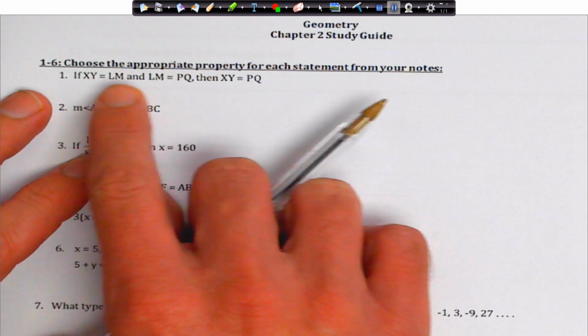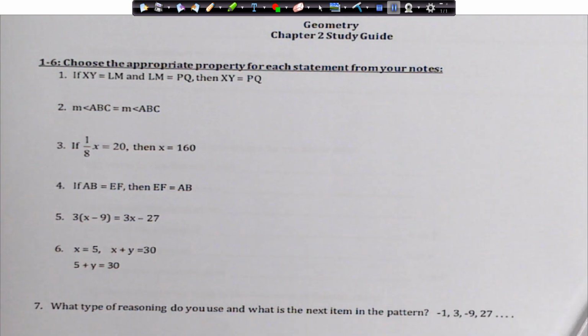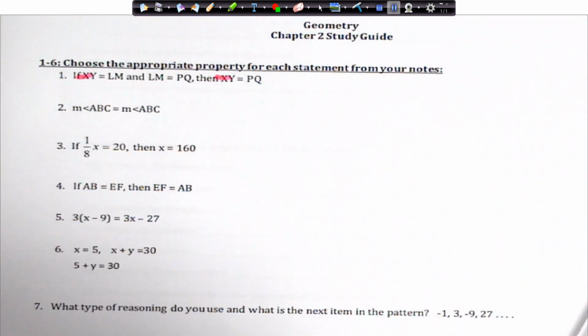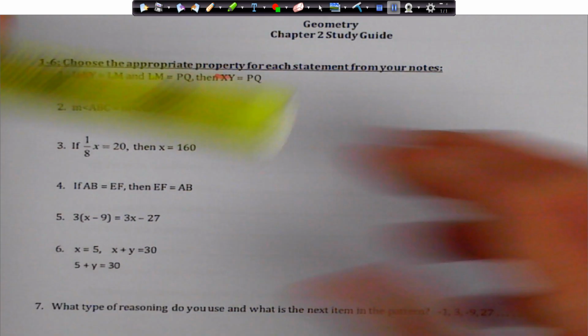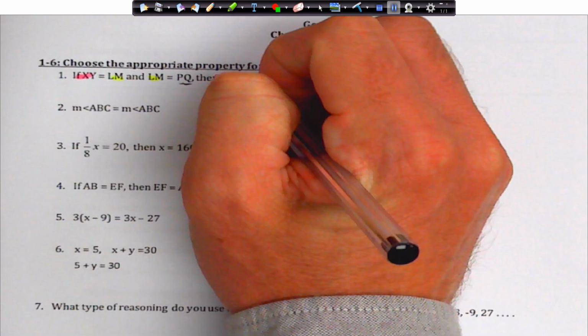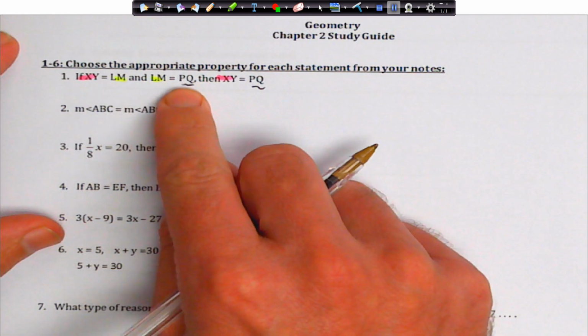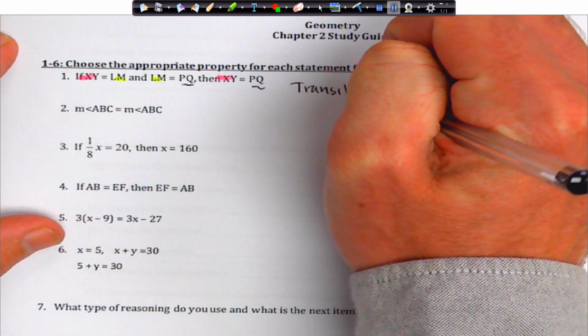XY equals LM, LM equals PQ, XY equals PQ. So if we follow this pattern here, we see the XY there twice, we see LM here twice, and then we see PQ. And what it's saying is, hey, if XY equals LM and LM equals PQ, then these should equal each other. That would be our transitive property.